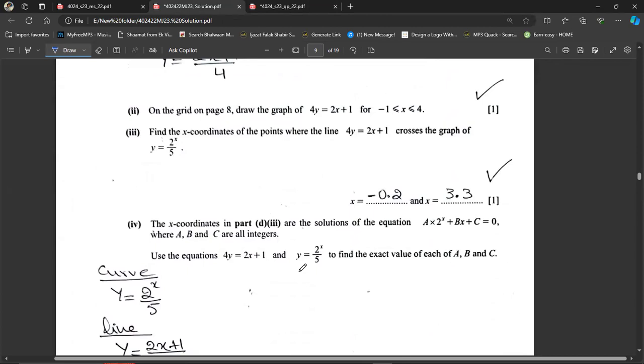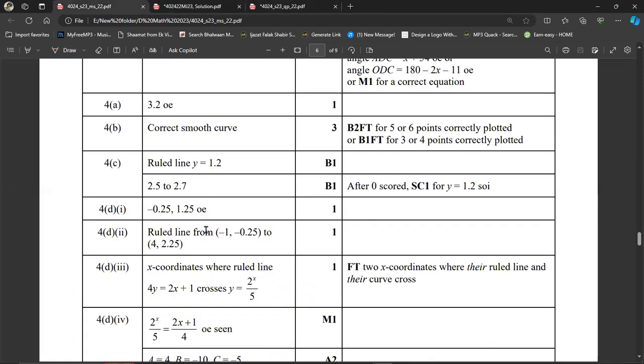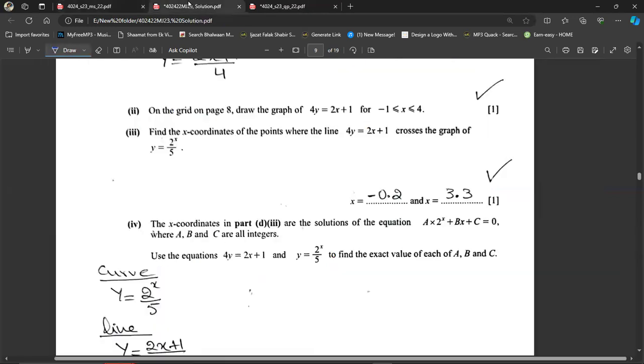I hope you understand. And let's check, they say the x coordinates where the line crosses this. Okay, so our answers are right.